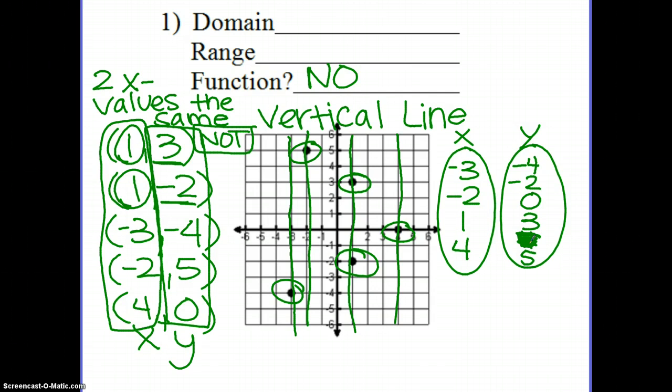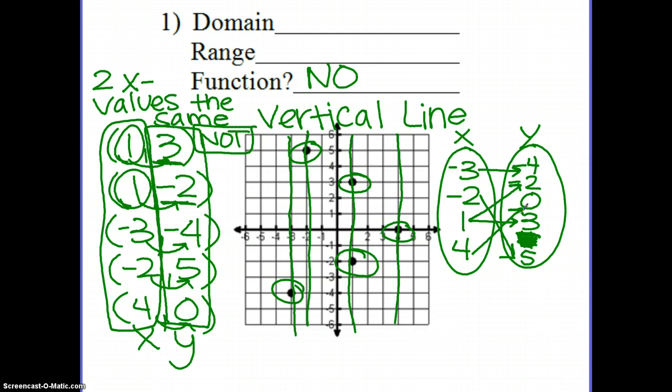Okay. So on this one, you would say, well, the 1 matches to 3. So we're going to draw an arrow from 1 to 3. I'm just matching each of the x's up with their y's. This one matches to negative 2, so I need to draw the 1 to 2 numbers. Negative 3 matches to negative 4, so negative 3 to negative 4. Draw an arrow. Negative 2 to 5, negative 2 down to 5 there. And then 4 to 0.